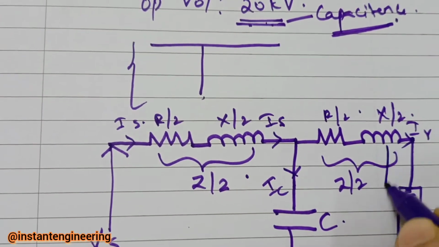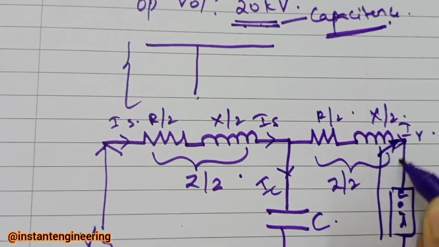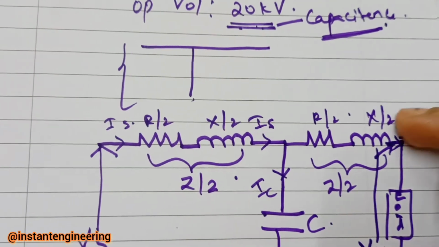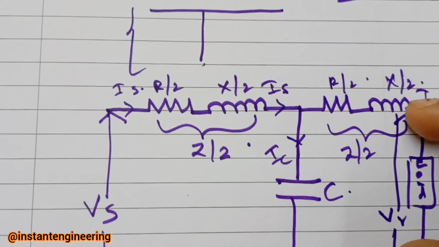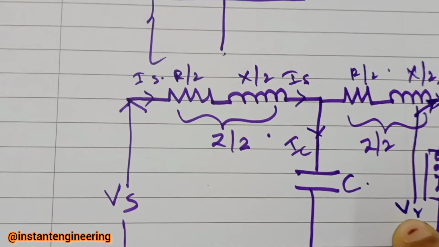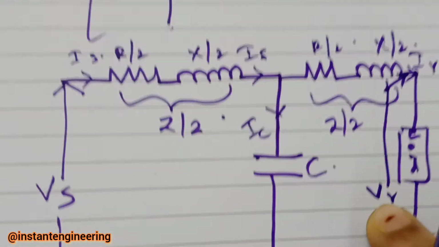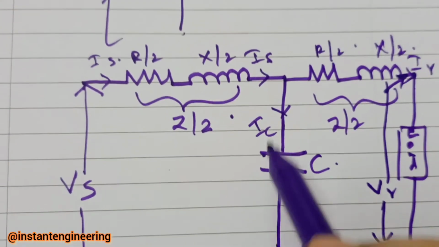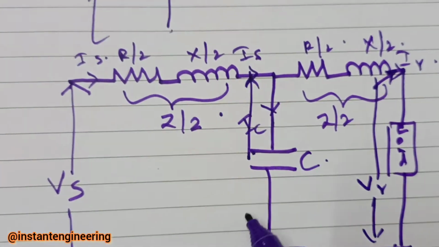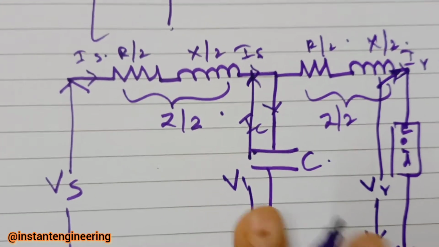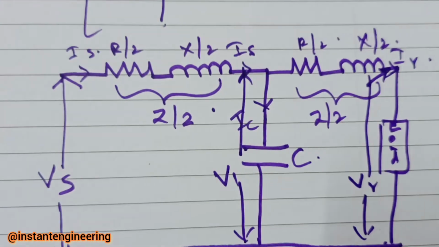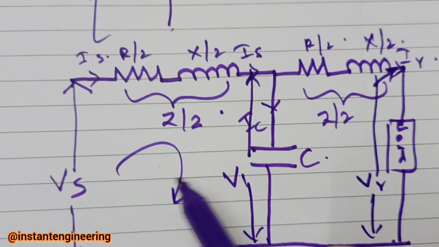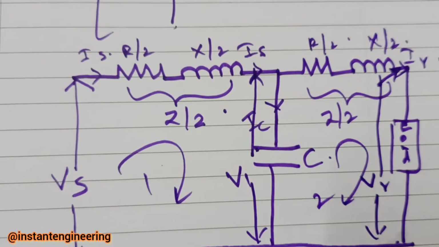The voltage across this point to this point will be VR. After the reactance, the voltage across the load will be taken as the receiving end voltage, that is VR. I hope this is clear. This is the basic thing which you have to remember. And the voltage across this capacitor, let's consider as V1. If you are clear with this, you can derive this expression very easily. This is loop 1, this is loop 2.